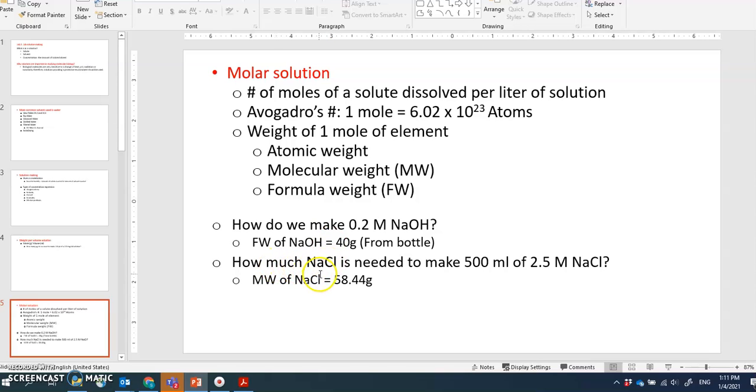How about this question? How much of sodium chloride is needed to make 500 ml of 2.5 molar sodium chloride? Again, sodium chloride, NaCl, molecular weight is 58.44 gram per every 1 liter. Now you're making 2.5 molar, so 2.5 mole times molecular weight, 58.44 gram, times how much? 500 ml, not 1 liter. So it's 500 over 1000, the volume you're making. So if you multiply them all, you can find out how much that is.